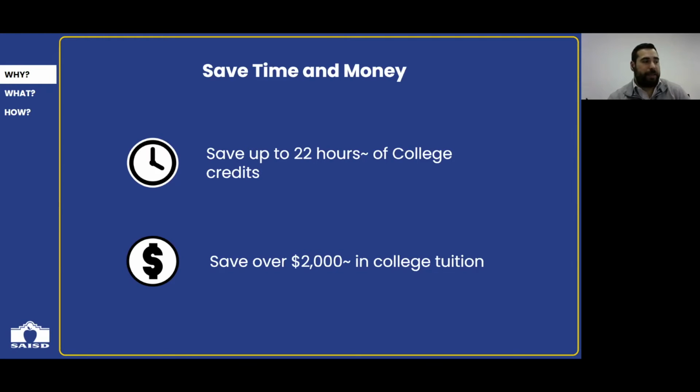If you did the bare minimum, got the lowest score possible, potentially you could end up taking 22 hours of college credits before you're ready to actually start your degree program. And overall, that means roughly $2,000 that you would have to spend before you could actually start taking classes towards a certificate, an associate's, or a bachelor's degree. So those are some things to point out as to why this is important. It's overall saving you some time and some money when you're in college.